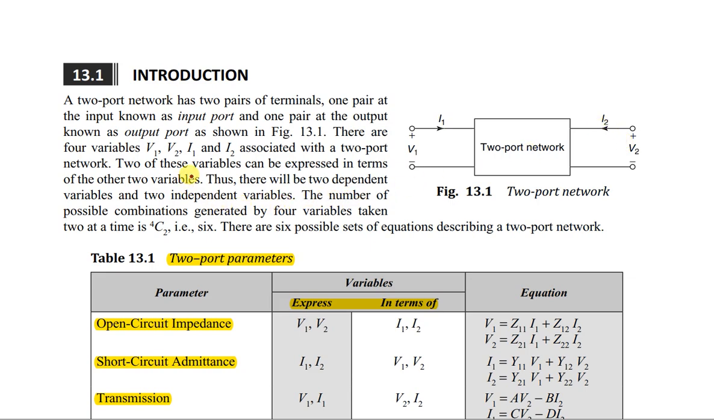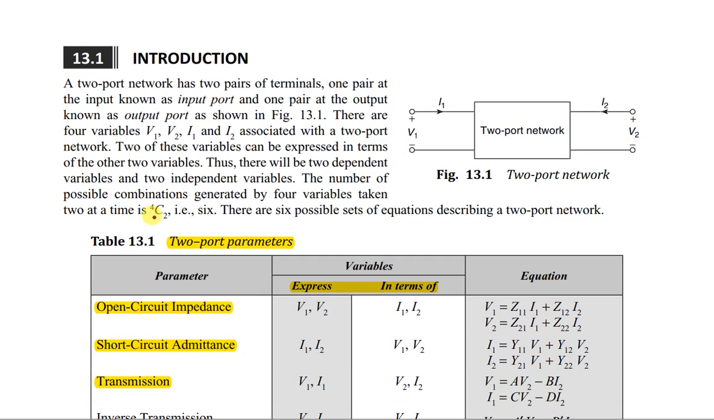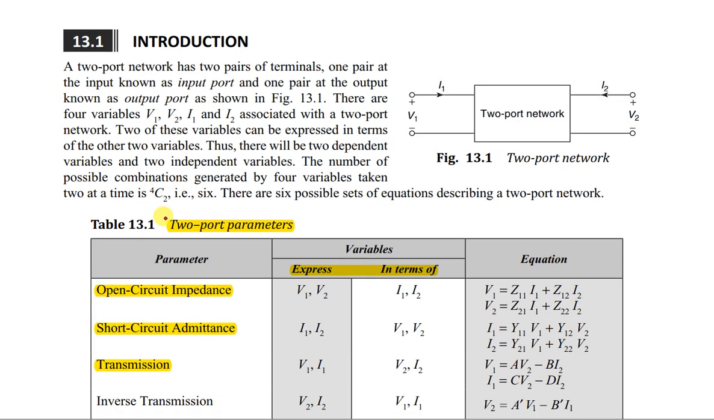Now you can express two of these variables out of these four, V1, I1, V2, I2, in terms of the other remaining two. So out of four, you can express two in terms of the other two. The number of possible combinations is 4C2, so you are going to get six possible combinations.